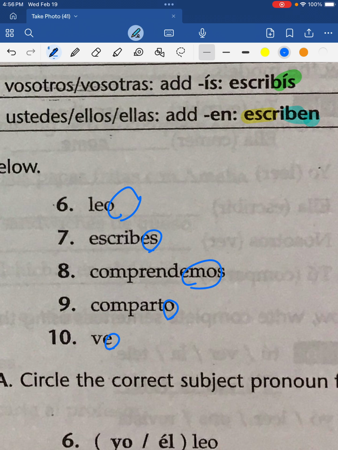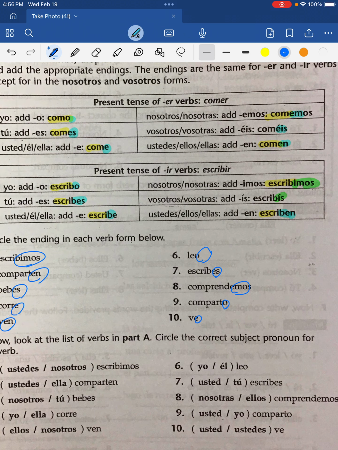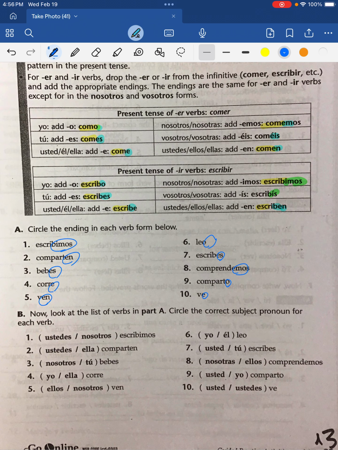Now, how do we know that these are verb endings? Well, because they're up here in the chart, highlighted in blue or green. O, es, e, emos, en, or o, es, e, imos, en. We have conjugated these verbs for the subject. Now, which subject, you might ask? What we do is we check out that ending, and we go up into our chart, and we find escribimos. Who does it? We do.